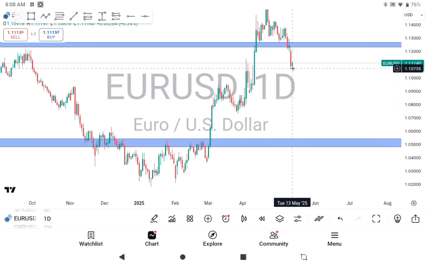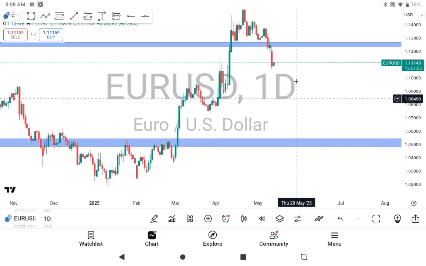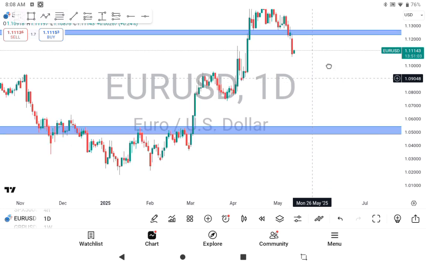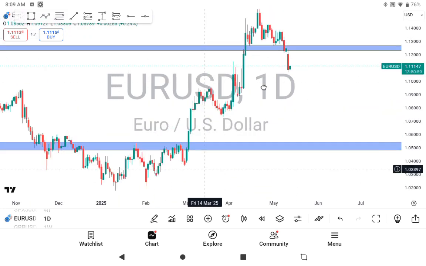Now what we are waiting for is the pullback. What we are waiting for right now is a pullback, previous level of support turns resistance, and Euro USD will sell down right here. So now we have seen what we need to see. What happened here has also happened here too.